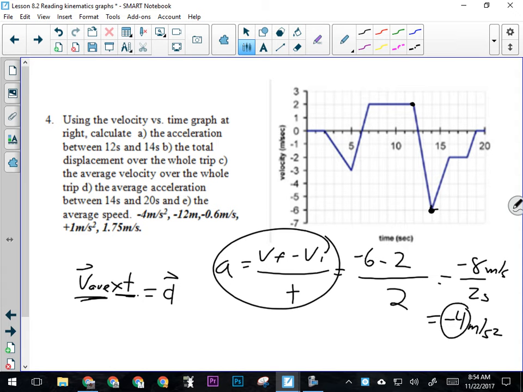Okay, so does that part make sense there? Calculating the acceleration? Okay, so essentially it's the slope of the line using this formula, which we'll talk more about today or tomorrow. All right, the total displacement over the whole trip. This takes a really long time, okay? Doing question B takes a really long time because we have a whole bunch of different shapes, because we have a whole bunch of different velocities and changes in velocity on this graph, right?